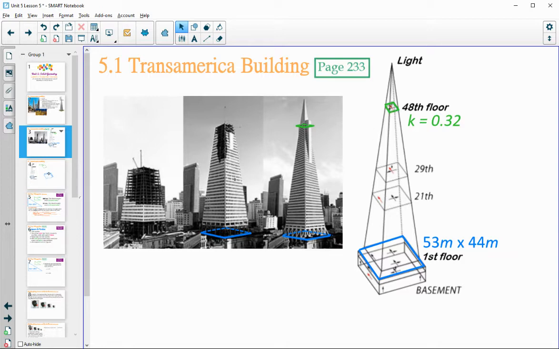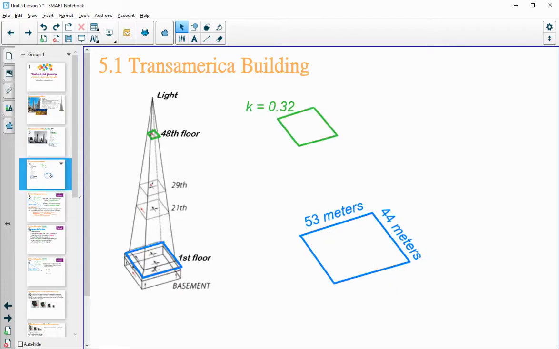So let's go ahead and figure out the area of that 48th floor. Go ahead, figure out the area of that 48th floor and explain your reasoning or show your work on page 233 of your textbook.